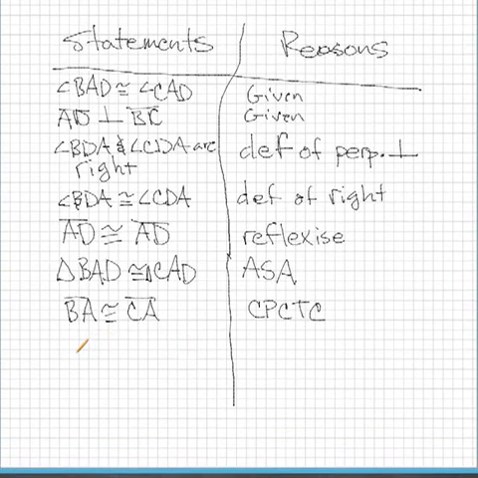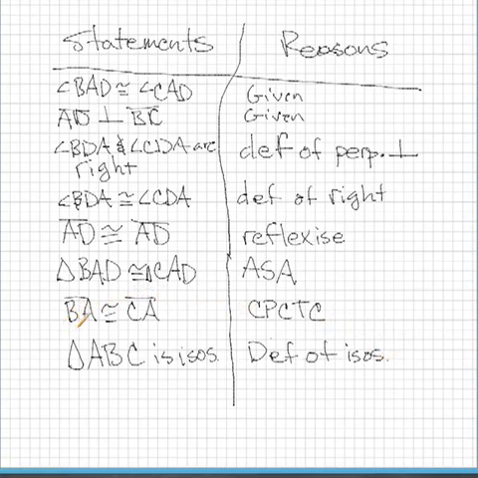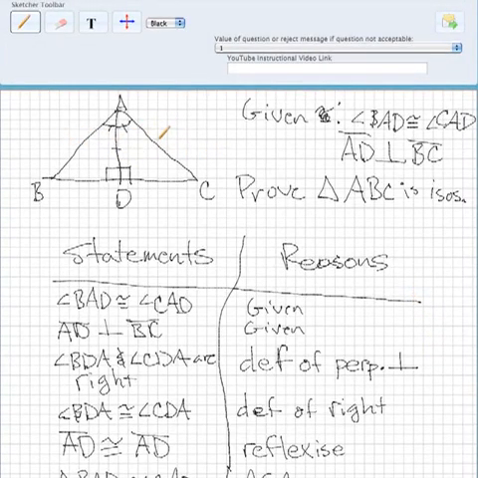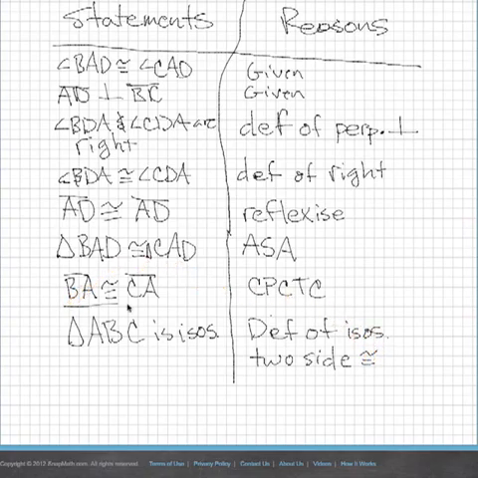So finally, we can say that triangle ABC is isosceles. It's just the definition of isosceles, right? Two of the sides are congruent to each other, two sides congruent, because we proved that right here. All right.